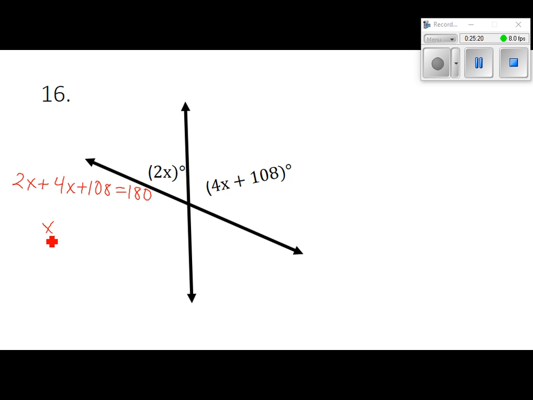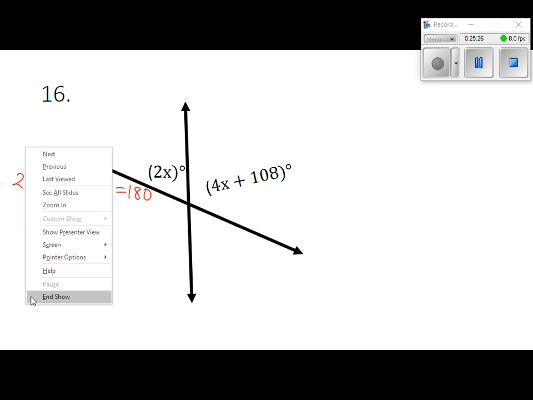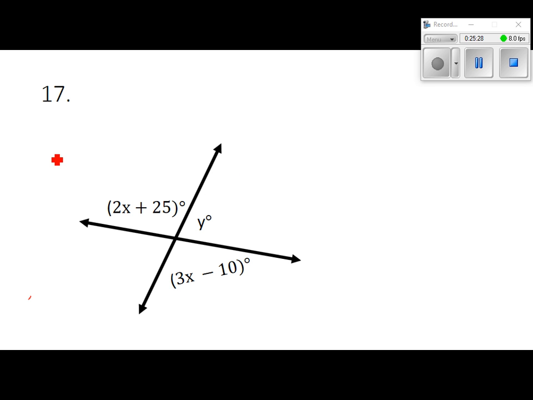Anybody get x? Look at 12. Everybody agree with that? Yes. Look at you go, Kelly. Next one, they want to solve for x and y.